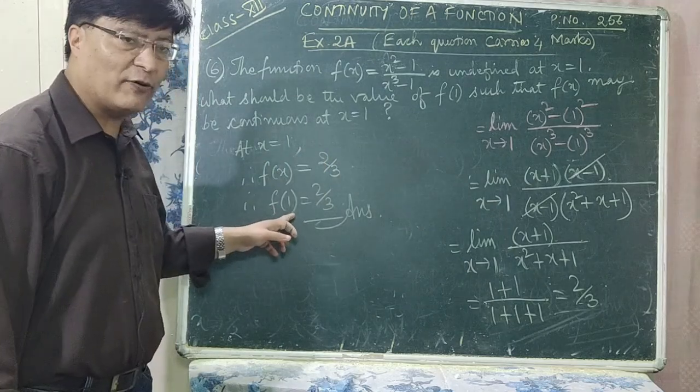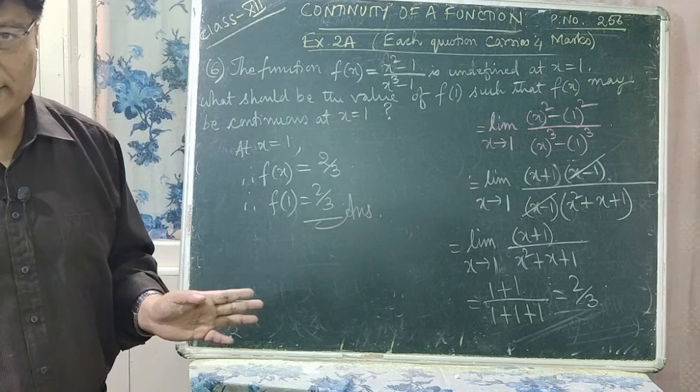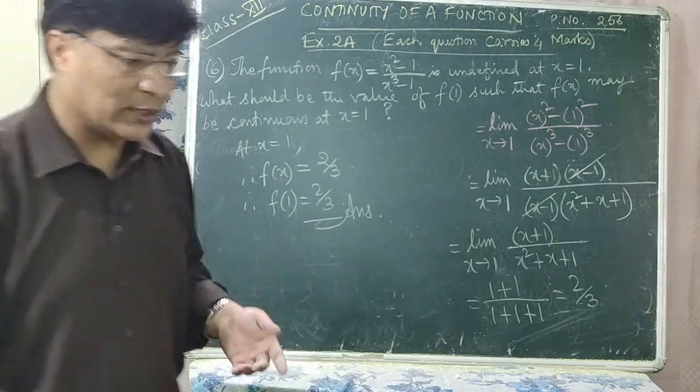So what is the value for f of 1? It is 2 by 3. So this is your answer. So is that understood? So you can copy it. We'll do the next question now.